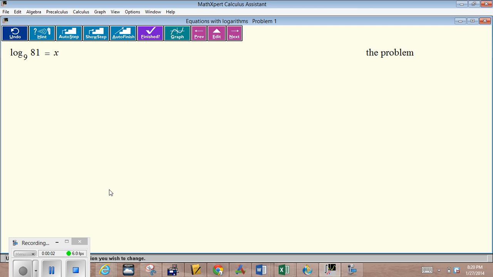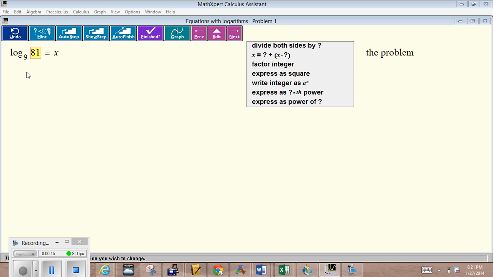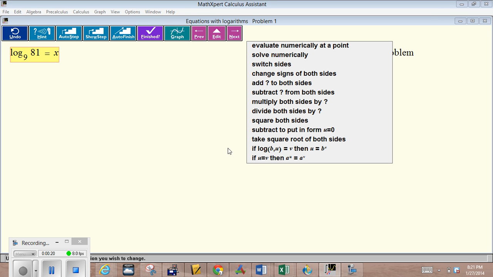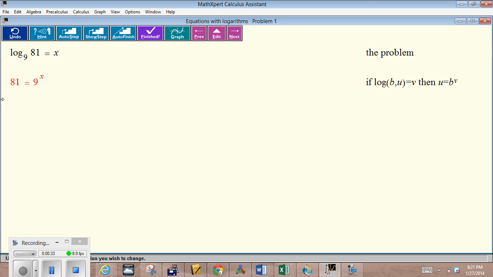Now we want to take a look at some of these equations with logarithms. We'll start with the elementary ones. We know that the best way of dealing with this, log base 9 of 81 equals x, is to change the form of it. My change of form says that log base b of u equals v means u equals b to the v. This is the general form, and easily we can see from there that the answer is 2, right?